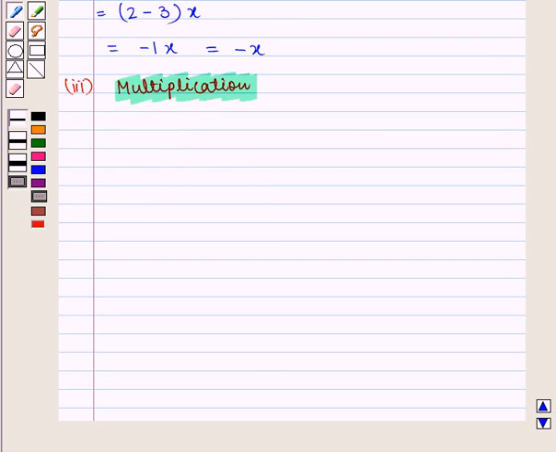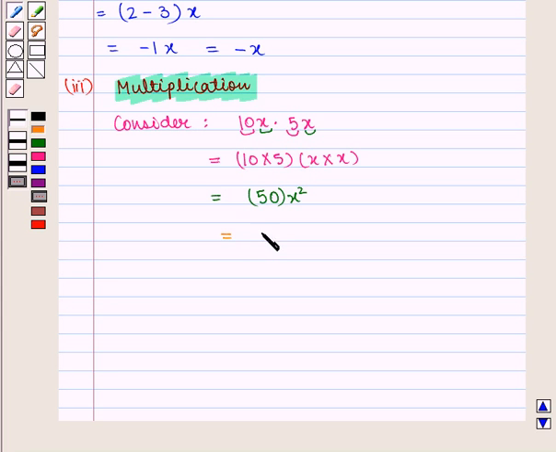Next we have multiplication. Consider 10x into 5x. Here we multiply the coefficients together and the variables together, and therefore we get 10 into 5 into x into x, which is equal to 10 into 5 is 50, into x into x, that is x square. So our answer is 50x square. Here we should note that we obtained a non-linear expression as the power of x is 2.